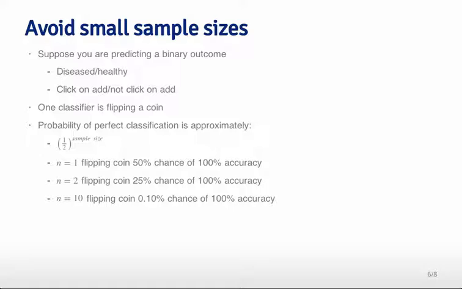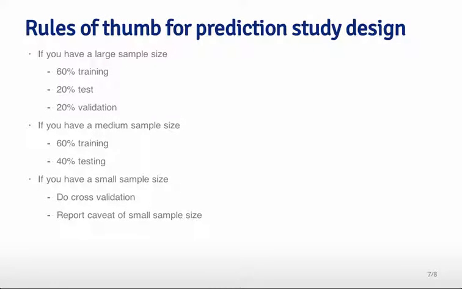So this suggests that we should make sure that especially our test set sizes are relatively large, so we can be sure that we're not just getting good prediction accuracy by chance. Some rules of thumb: these are by no means set in stone, but they're reasonable rules of thumb that I've used, and I think a lot of people have used similar ones.